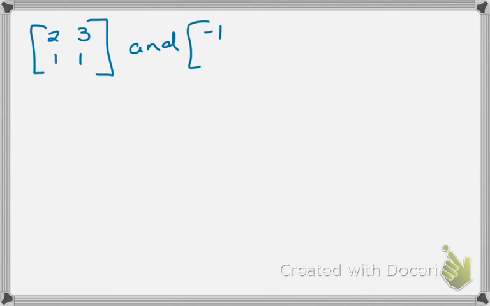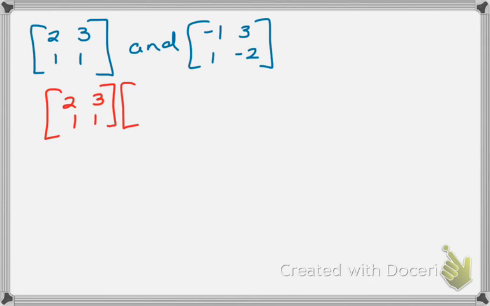Let's go with 2, 3, 1, 1, and -1, 3, 1, -2. So the question is, are they inverses of each other? Or is it just because I said I want to pick one that works? All right, so let's see how it works. 2, 3, 1, 1 times -1, 3, 1, -2. Yep, regular multiplication.